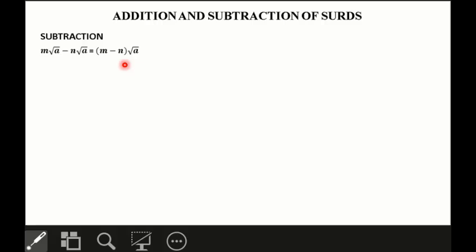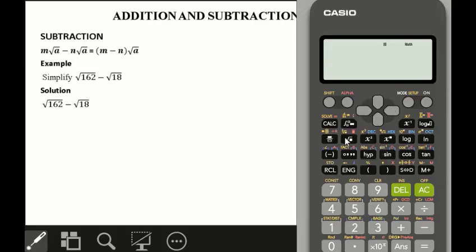Good. Let's look at an example. Simplify root 162 minus root 18. When we have this expression, this is how to go by it. Now solution, we have our expression here as the question stated earlier. Then we bring our calculator. So let's bring our calculator on board. This is our calculator. Then we punch the root of 162. You press your equal to. That will give you 9 root 2, right?